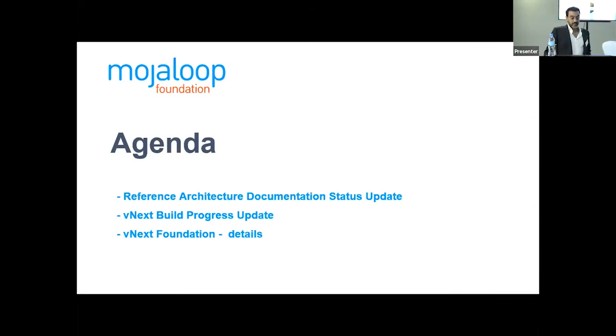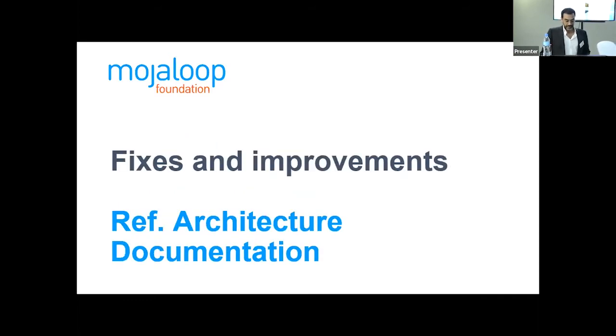Okay, so this is the agenda. We'll start with the update on the reference architecture documentation status. We'll then proceed with a status update on the progress of the vNEXT build. And we'll finish, and this is going to be the majority of the session, with a few examples and a few details on how the foundation for vNEXT that we're building actually works.